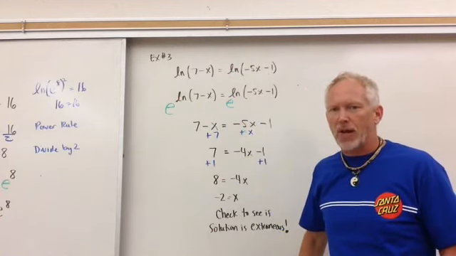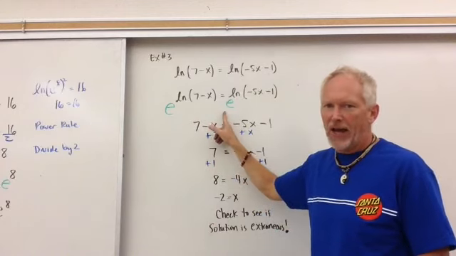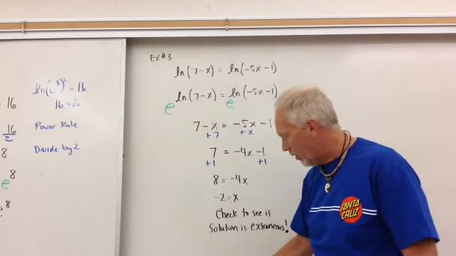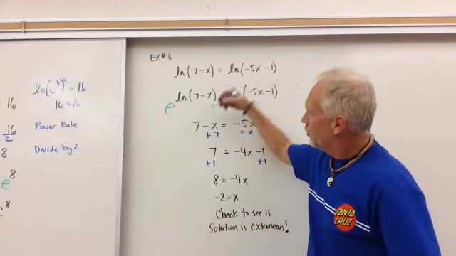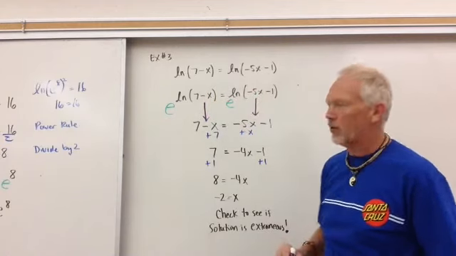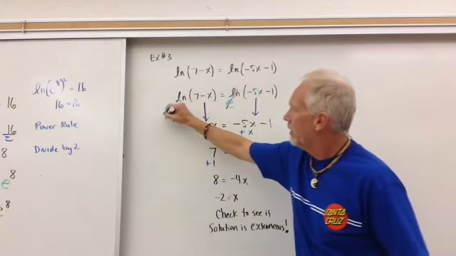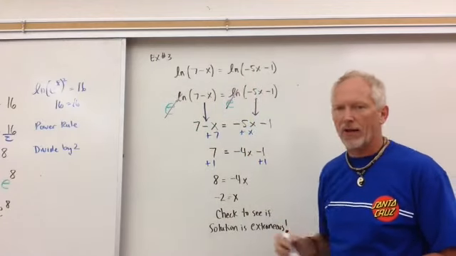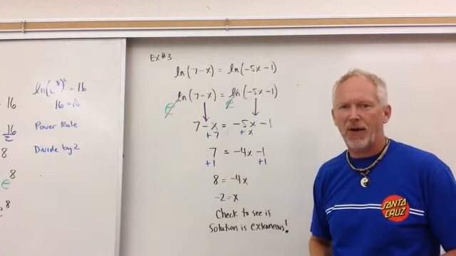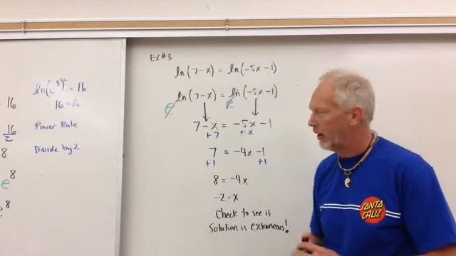So what I'm going to do is just apply the e to both sides, make it look like it's being raised to a power, which will allow me to just drop that down, and it'll come right out of the e, and those will end up canceling like so. And so we're left with 7 minus x equals negative 5x minus 1. Now it's just a simple algebra problem from here.